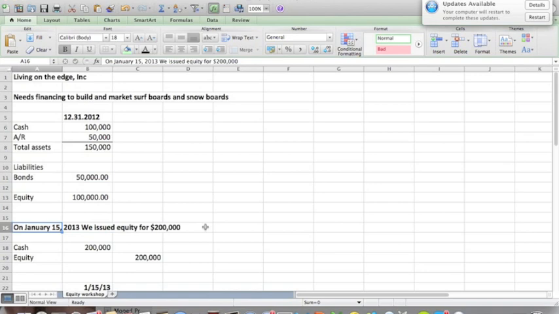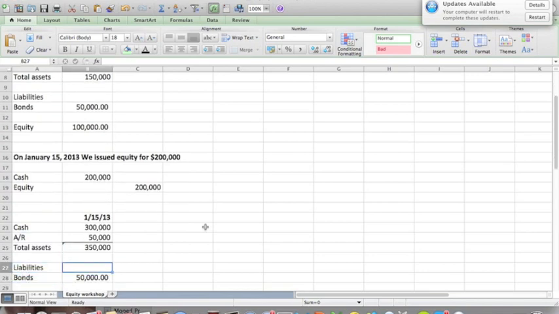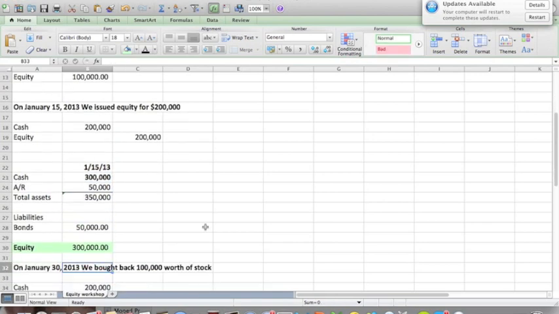January 15, 2013, we issued some equity. So what does that mean? We now have $200,000 more cash, and we have $200,000 more equity. So it's literally just a cash contribution. It's like, say I own my surfboard company, I put in 200,000. That's really what happened.